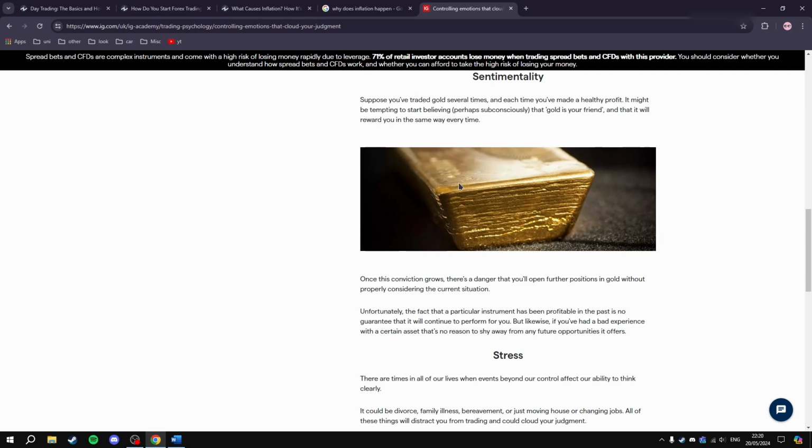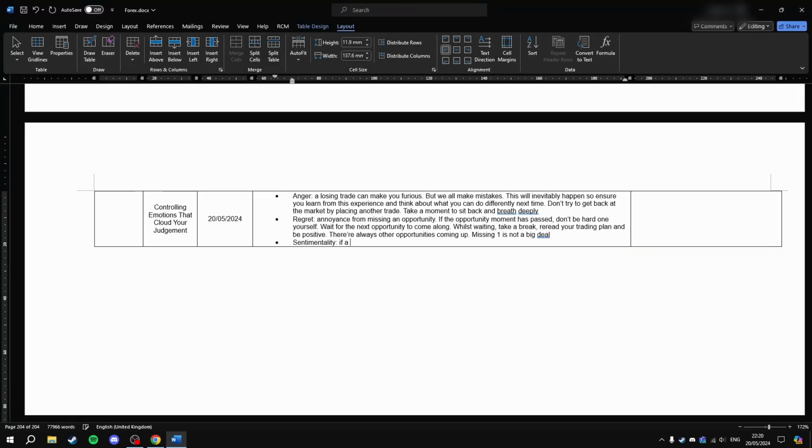But likewise, if you had a bad experience with a certain asset, there's no reason to shy away from any future opportunity it offers.